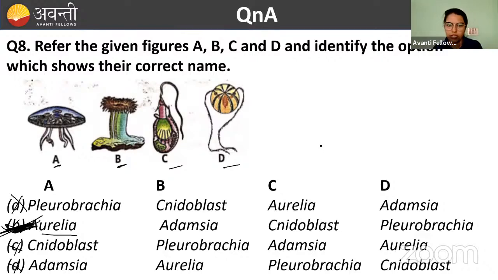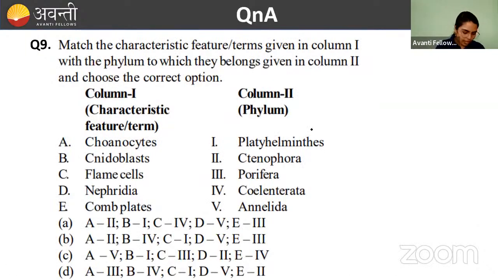Okay, now let's move ahead. There's another question on the screen. Match the characteristic feature, or the terms given in column 1 with the phylum to which they belong given in the column 2. Choose the correct option. I'm giving you some 30 seconds here. You can choose your option here. मतलब देख लो कौन सा correct है, and then I will launch the poll.